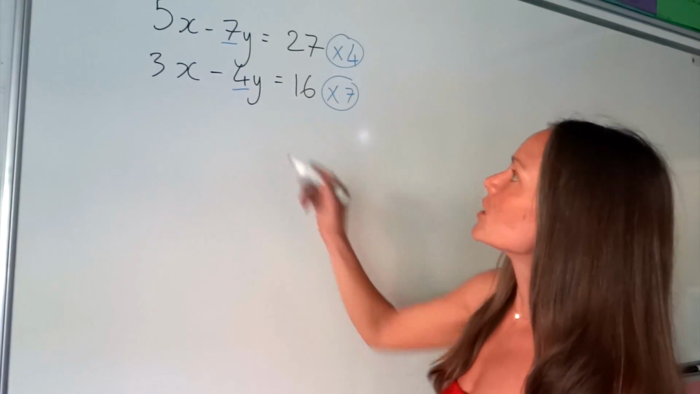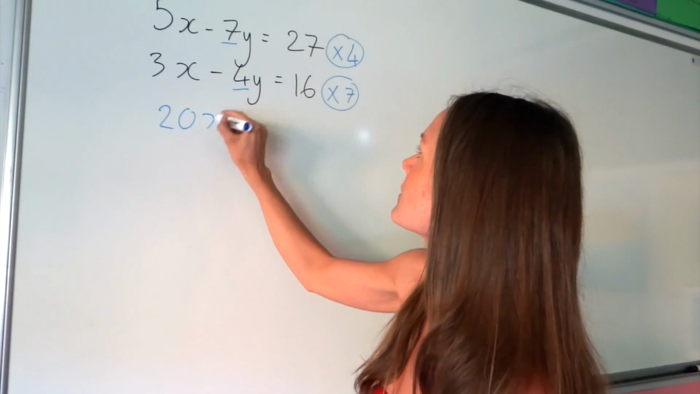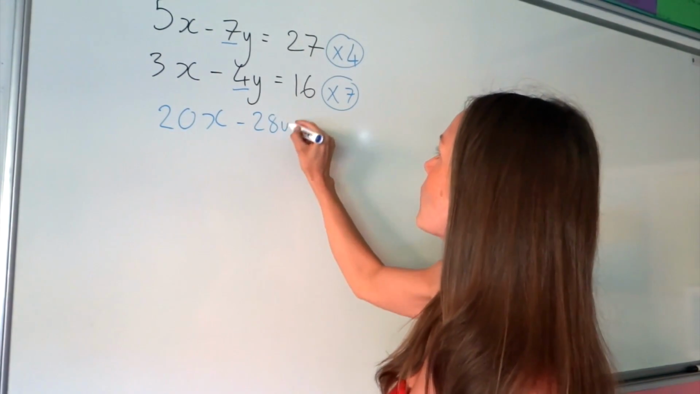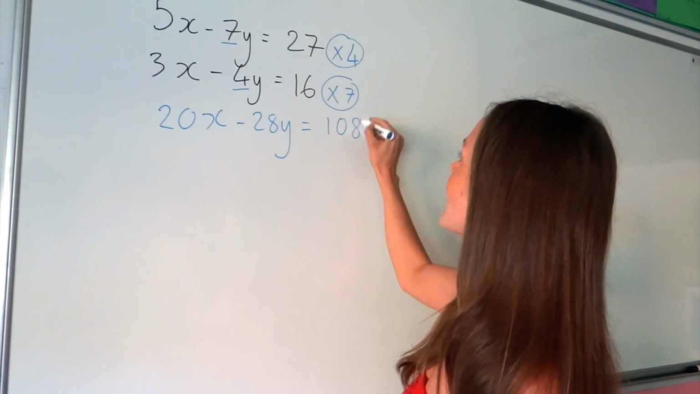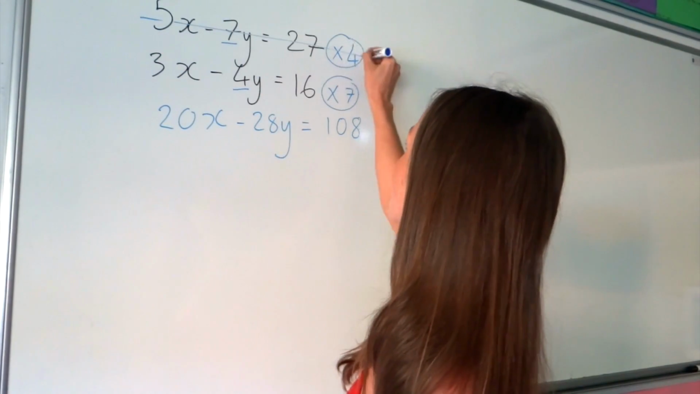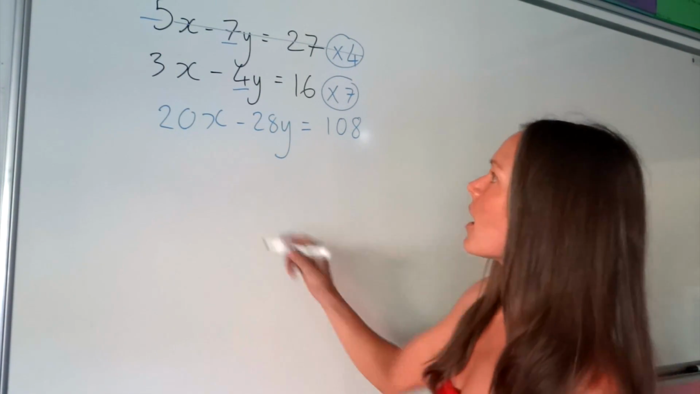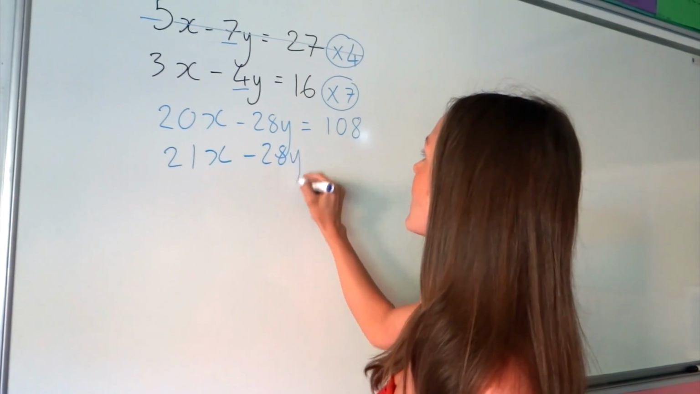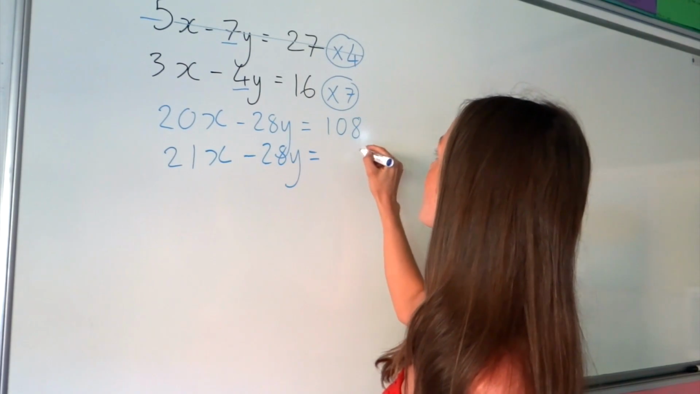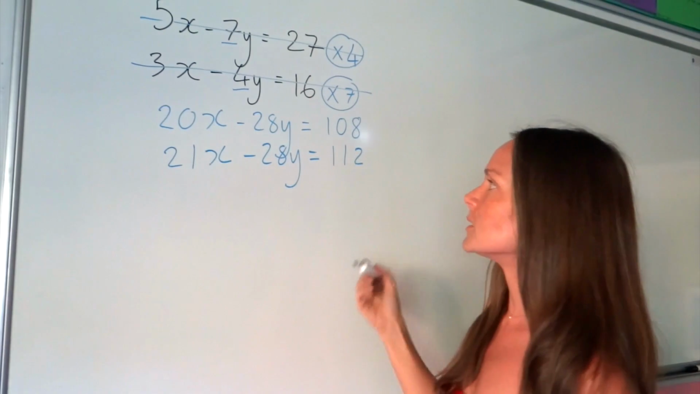So for the top equation, if I multiply all of this by 4, I get 20x minus 28y, which is equal to 108. Okay, so there's the first one. Now, if I multiply the bottom equation by 7, I get 21x minus 28y equals 112. Okay, so I've done that one as well.